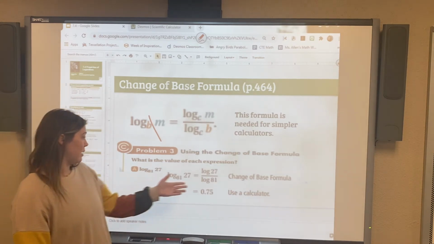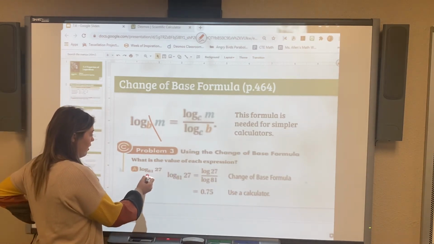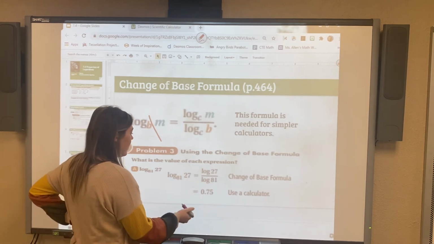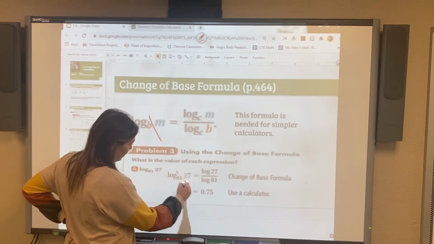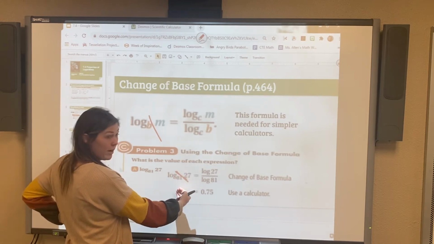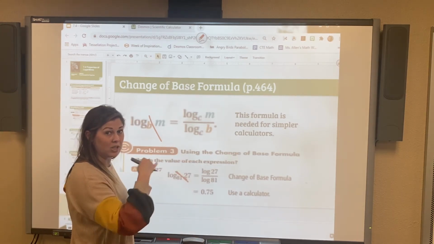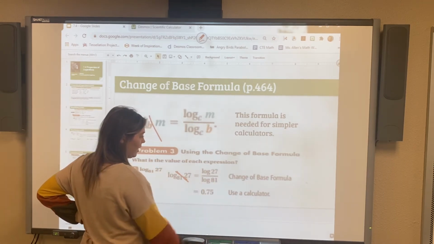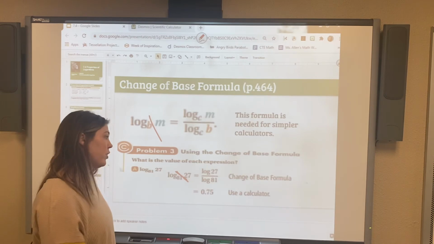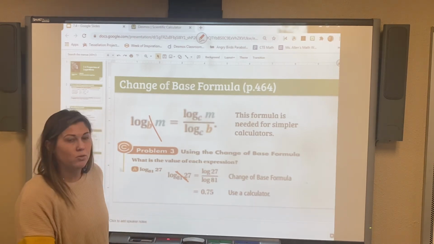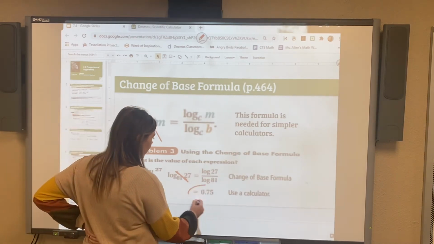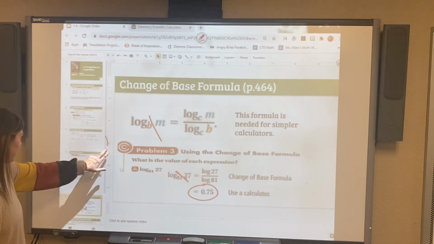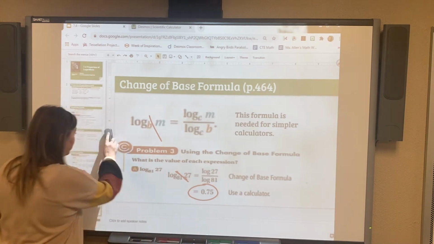So if we look at this example, we do log base 81 of 27. If you look at it like a fraction, your 27 is on top, 81 is on bottom, and that's how you set up your fractions with the logs. So we have log of 27 divided by log of 81. Put this in your calculator and you get 0.75 as your answer. Okay, I think we have some more that will actually show you how to put it in our calculator.